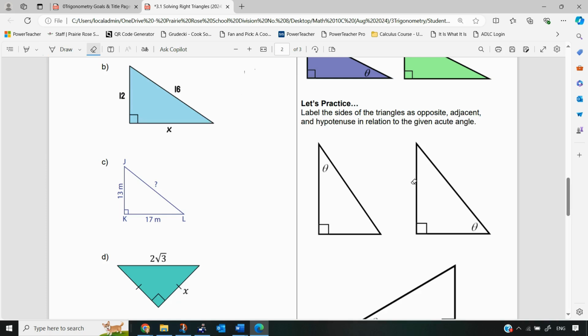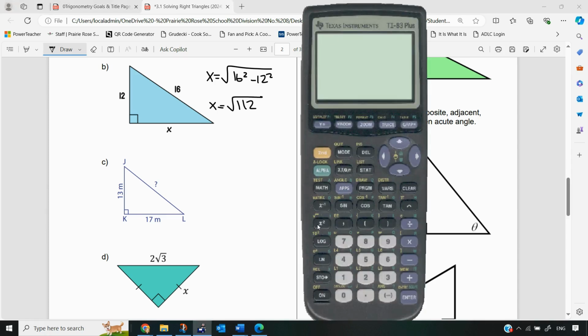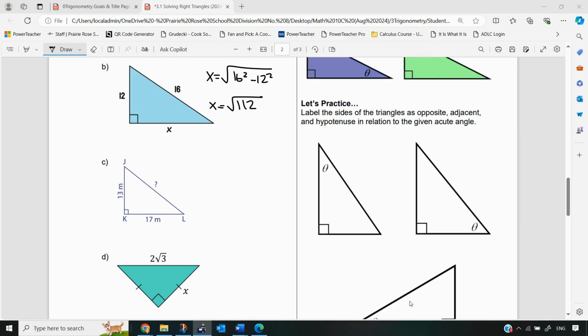For B, we have 16 as our hypotenuse, and one of our side lengths is 12, so looking for the other side length, we'll have x equals the square root of 16 squared minus 12 squared. Now, 16 squared minus 12 squared is 112, and then we just need to square root. On our calculator, we can do 2nd square root, 16 squared minus 12 squared, and that gives us 10.58. Rounded to the nearest tenth would be 10.6.